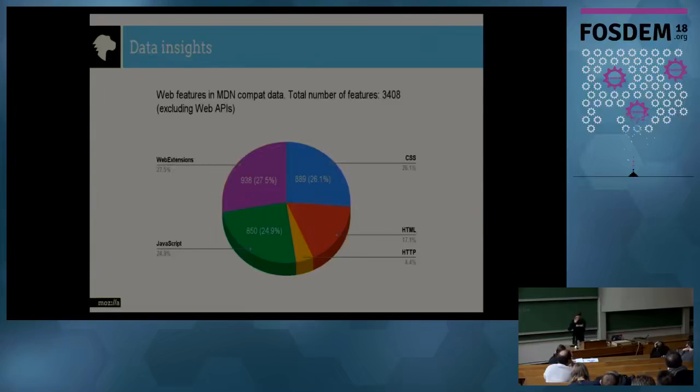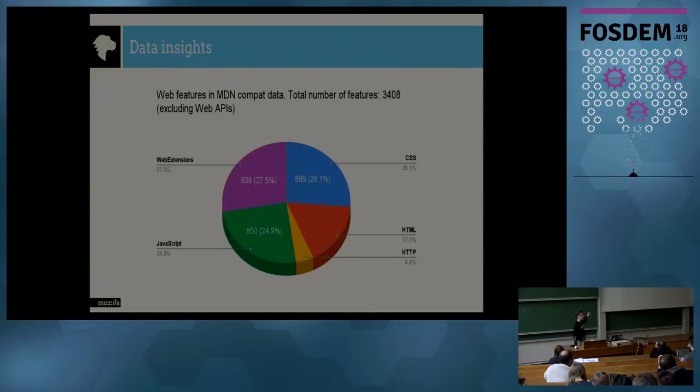So now that you hopefully feel a bit inspired about what you could do with this data set, what's in the data, right? For now, we have not completely finished the migration from this static table into the data store. We're about 45% done. But right now, what we have is a mixture: CSS, HTML, HTTP, JavaScript, and web extensions Compat data in there.